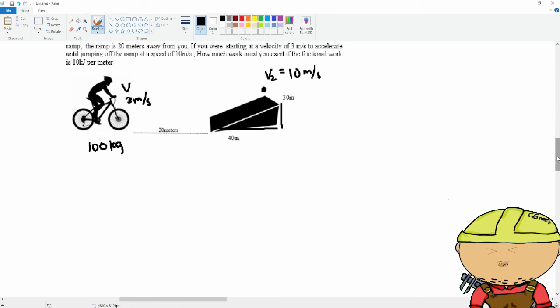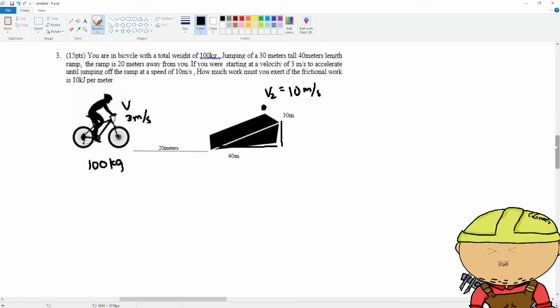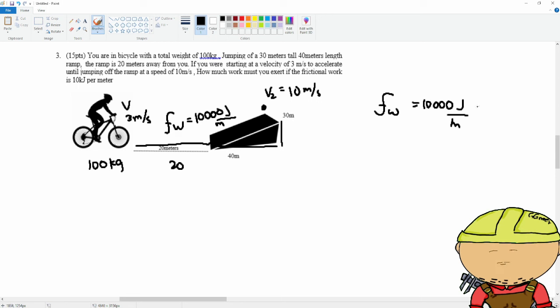Anyways, how much work will you exert if the frictional work is 10,000 joules per meter? For the frictional work first, since the bike is moving up the ramp, 20 meters, 10,000 joules per meter. Dimensional analysis: joules per meter, so we need to multiply this by meters to get the joules, the work.